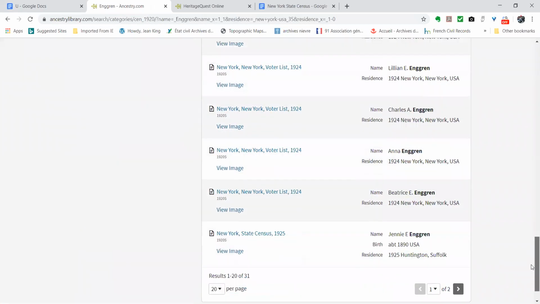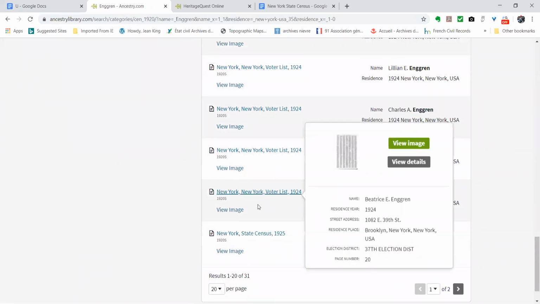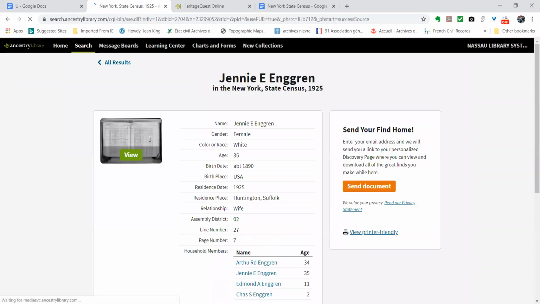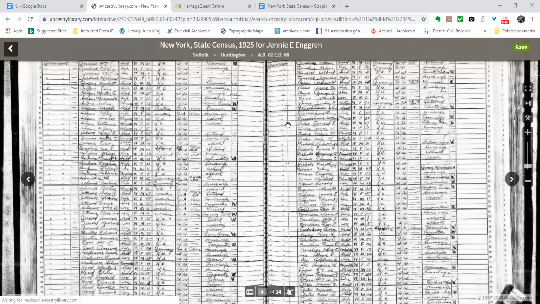Well, if you're interested, there is a 1924 voter list, but it's only for Manhattan. Okay, and then this is a 1925.